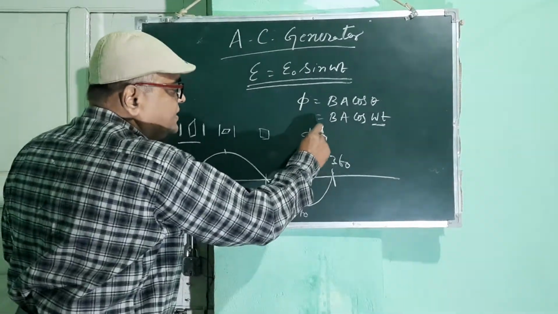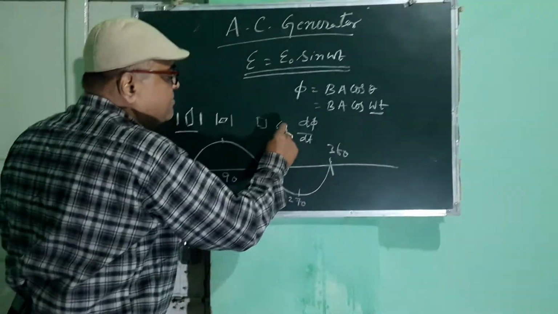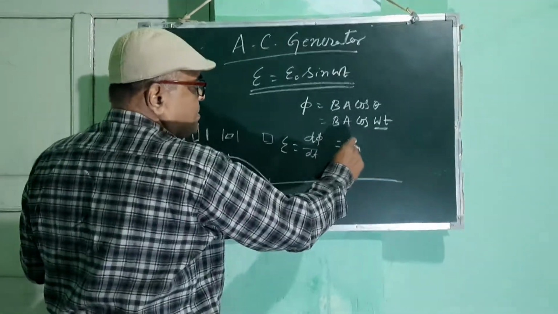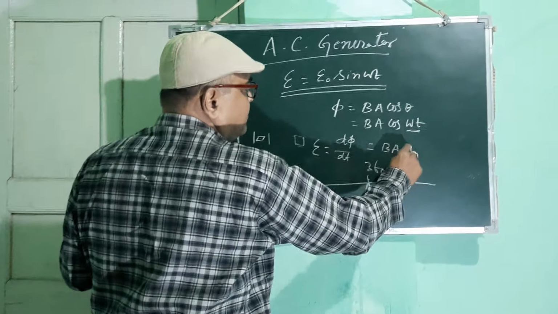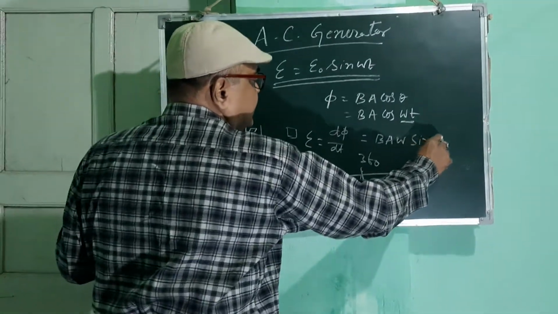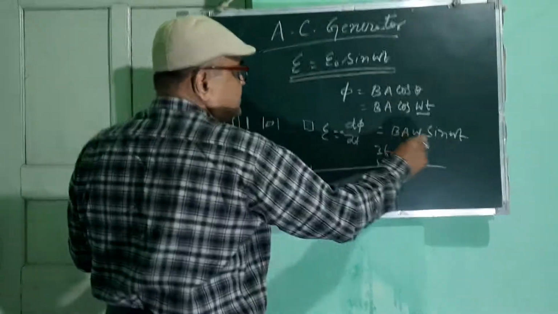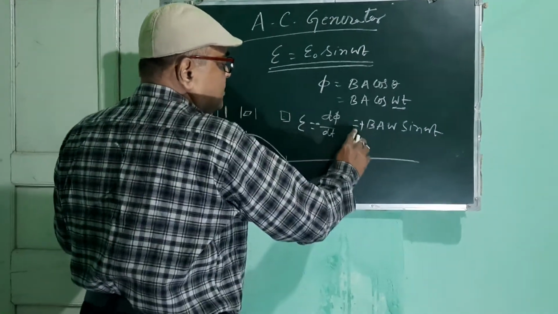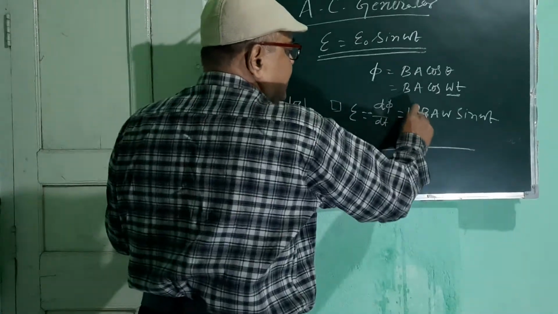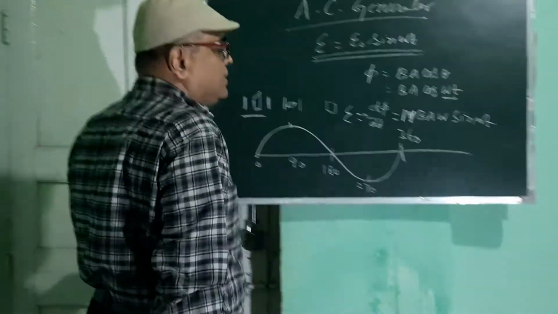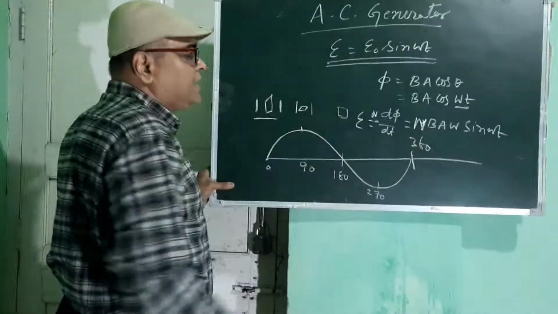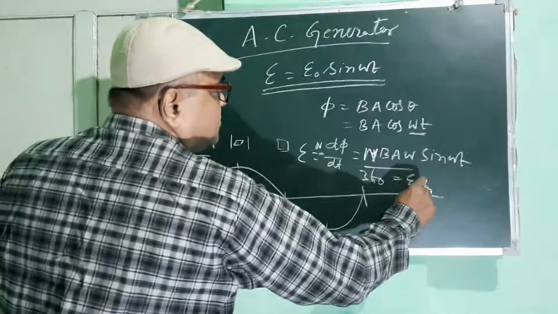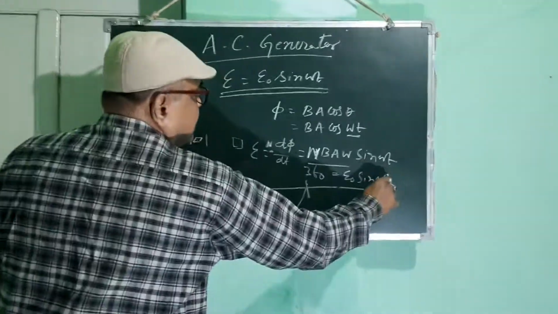So E, the EMF, is equal to minus d phi by dt. So BA becomes BA omega sine omega t. If n number of turns is present, then it becomes n d phi by dt, and that is equal to E0 sine omega t.